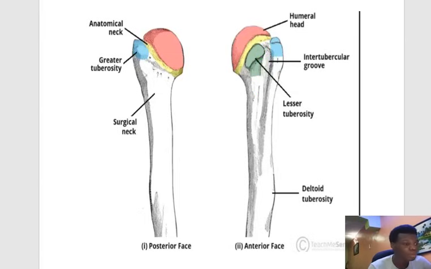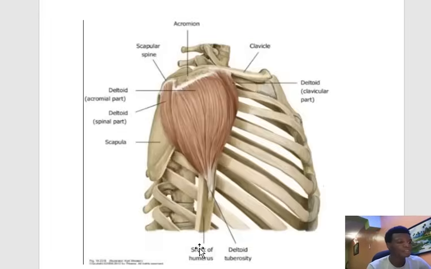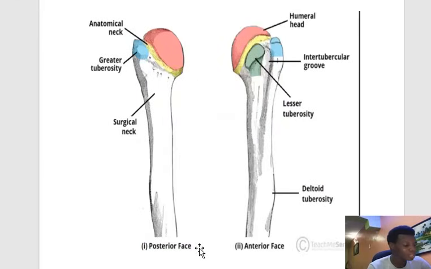As a matter of fact, some important muscles insert into it. You talk about the teres major, not minor, teres major muscle, and even the latissimus dorsi. Those muscles insert into the intertubercular groove. Okay, let's move on now and talk about the shaft of the humerus.